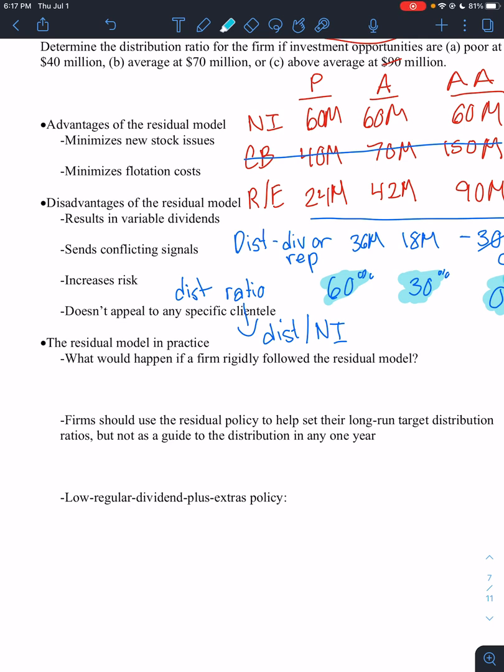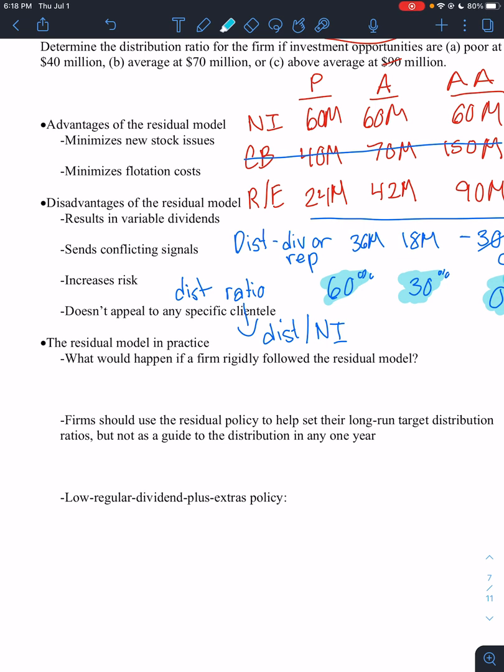All right, advantages, disadvantages, and how this model is actually applied in practice to finish us off talking about this model, and then just the rest of the chapter is basically spent comparing repurchases to cash dividends. All right, so advantages of this model.